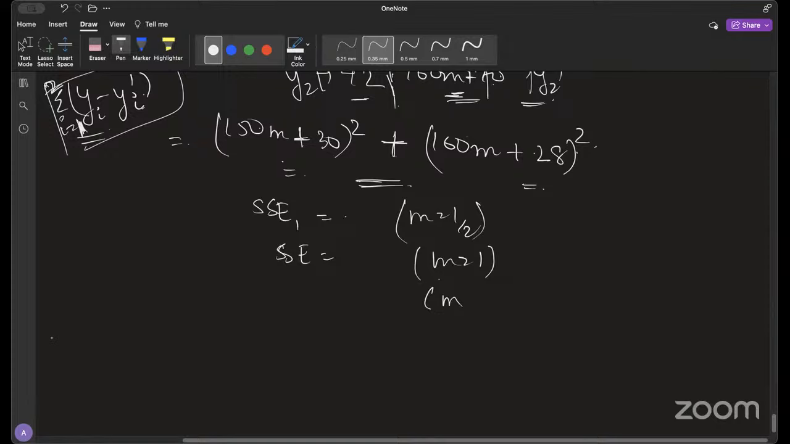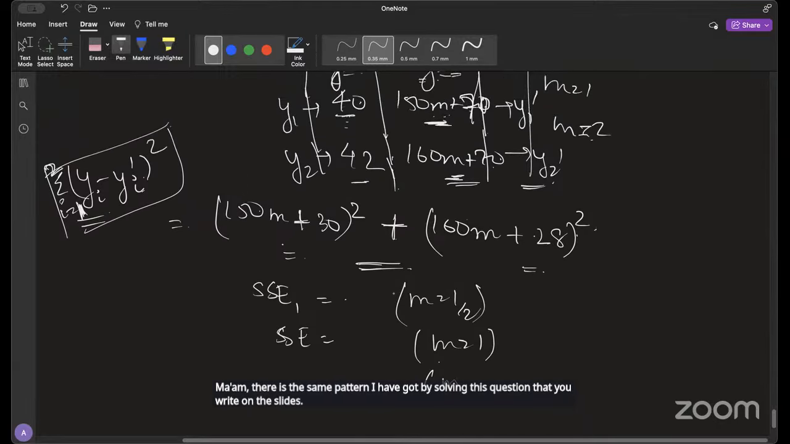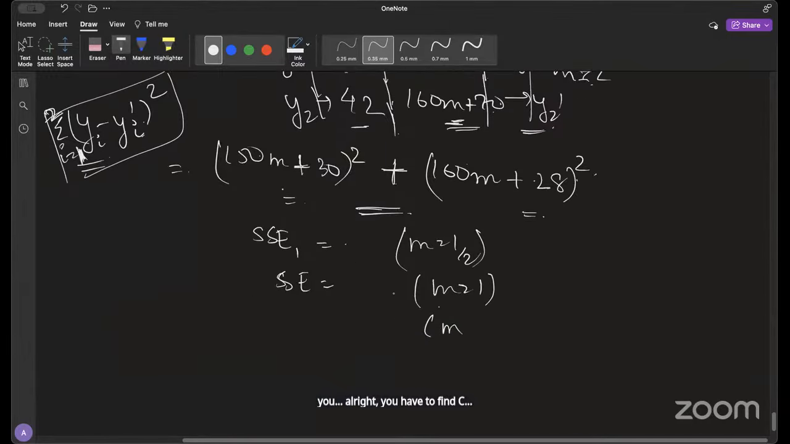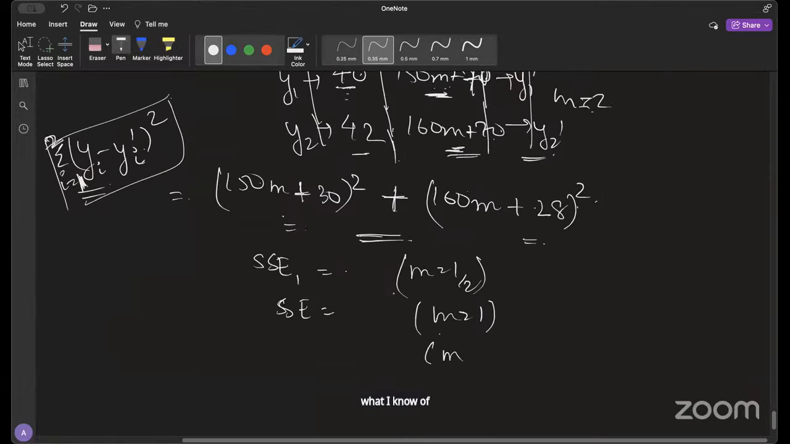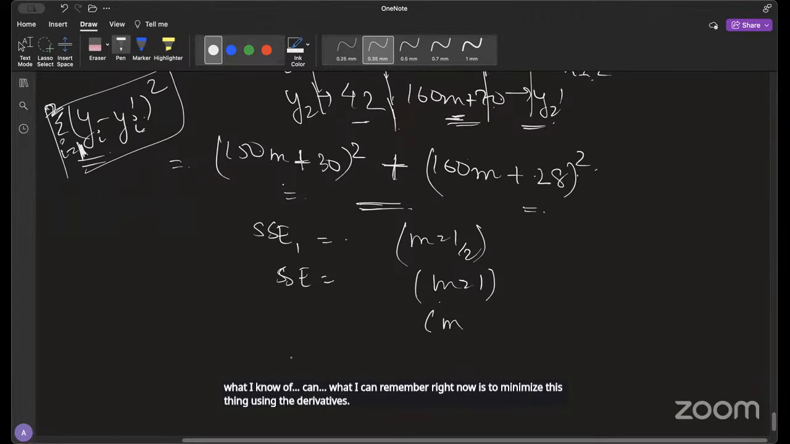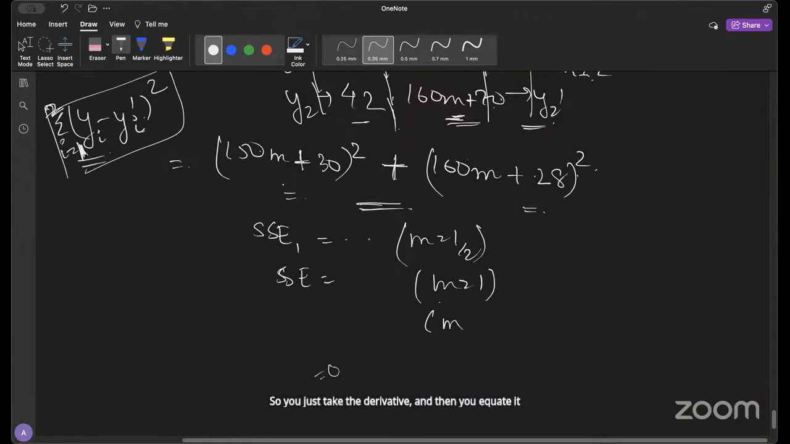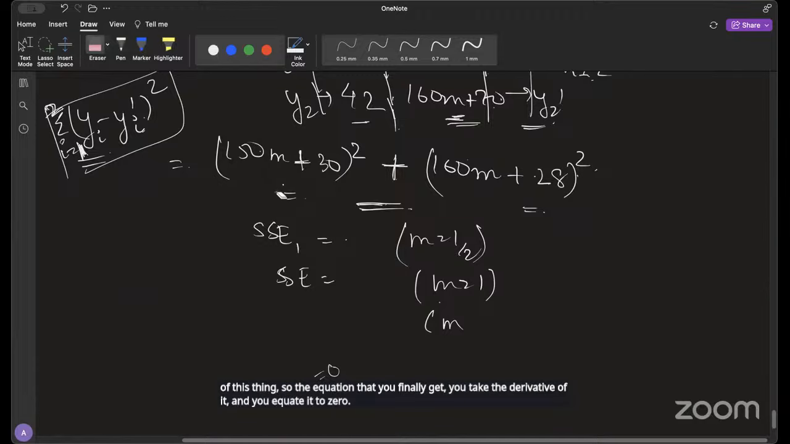Ma'am, I have got the same pattern by solving this question that you write on the slides. All right, what I can remember right now is to minimize this thing using the derivatives. So you just take the derivative and equate it to 0. The equation that you finally get, you take the derivative of it and you equate it to 0.